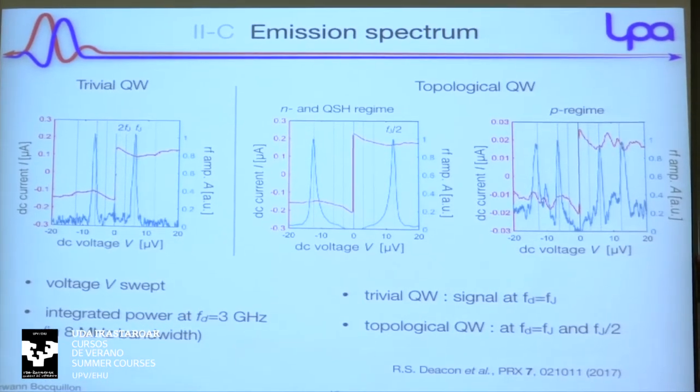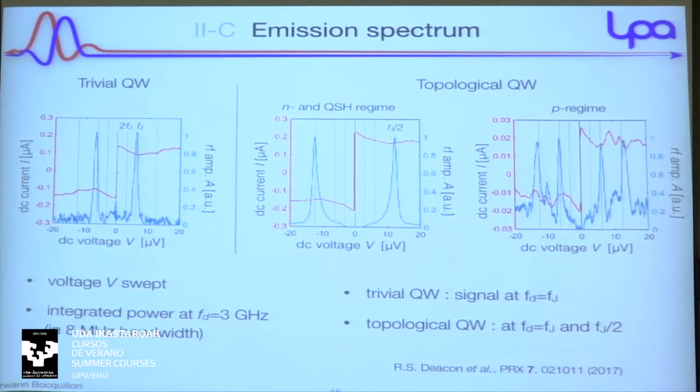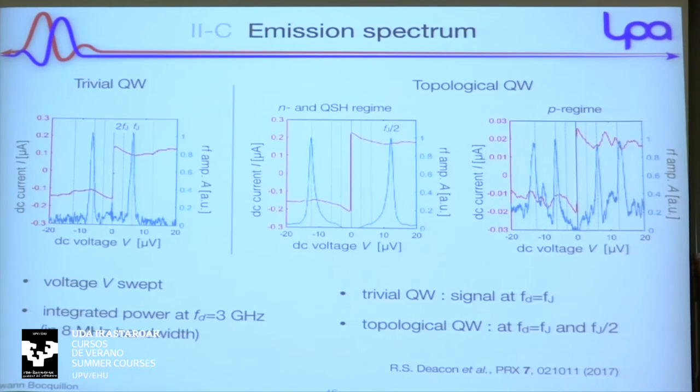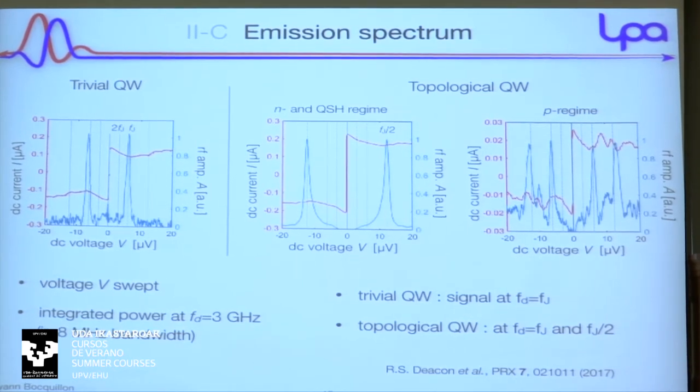If you do that, then in a narrow quantum well, which is in the trivial regime, as you sweep the voltage, you see one emission peak here. This emission peak is seen for a voltage that corresponds to the Josephson frequency. Remember, you look at the detection frequency, let's say here 3 gigahertz. You sweep the voltage and look for which voltage you have a peak. This voltage corresponds to the Josephson frequency equal to the detection frequency. This is exactly what you expect for a trivial quantum well. This was already done in the 70s with simpler techniques, but we can reproduce it in the trivial quantum wells.